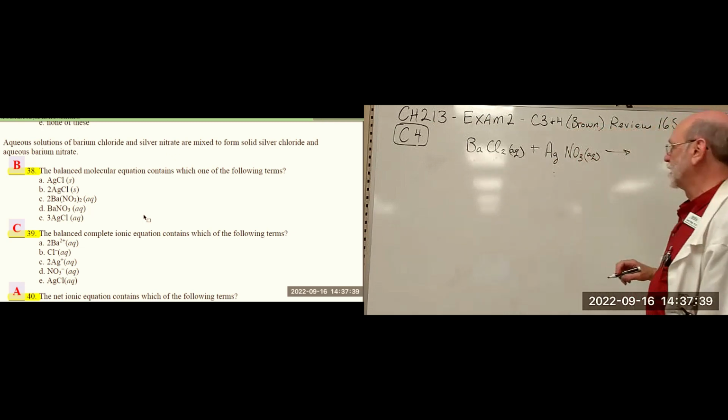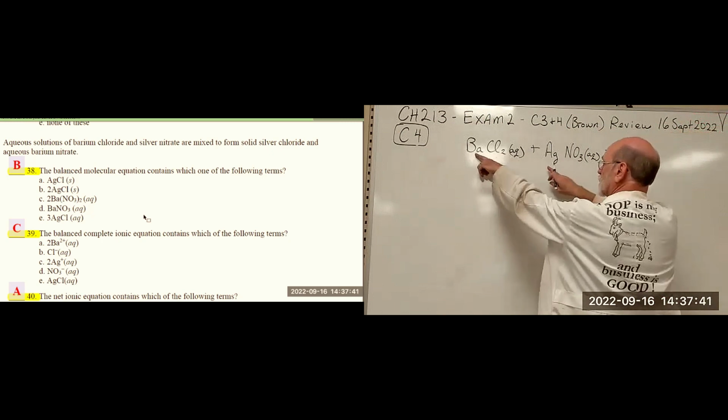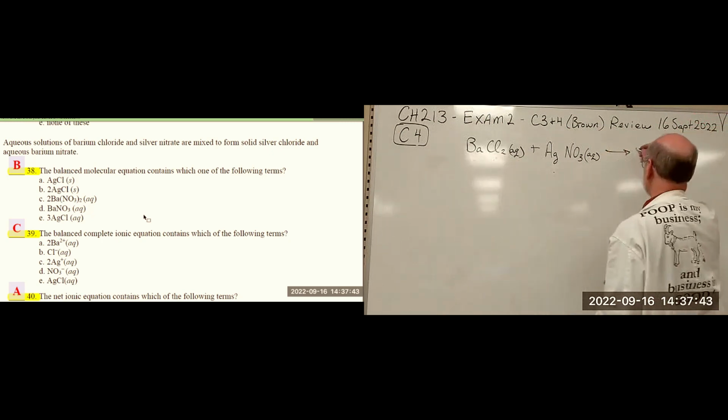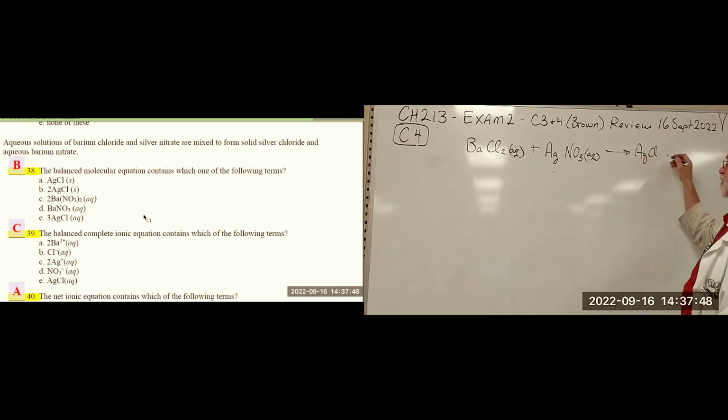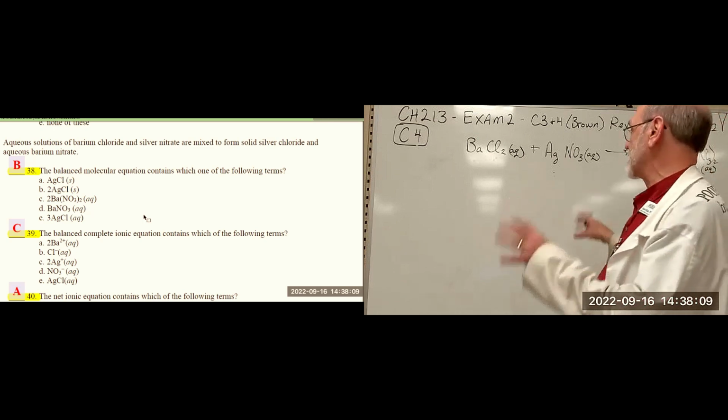Then what do you get? Well, barium swaps places with silver. So silver chloride, +1 -1, is insoluble. And then barium nitrate is aqueous. And this is 2, because barium is 2 plus, nitrate is -1. Okay, now we need to balance it.